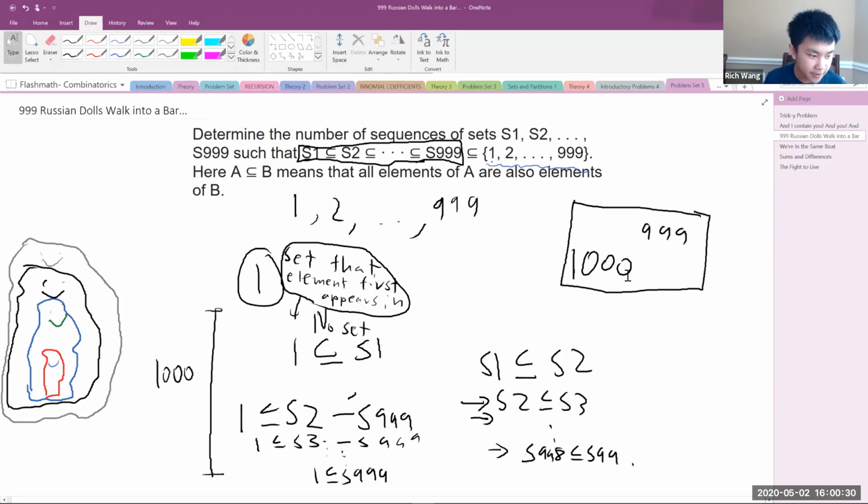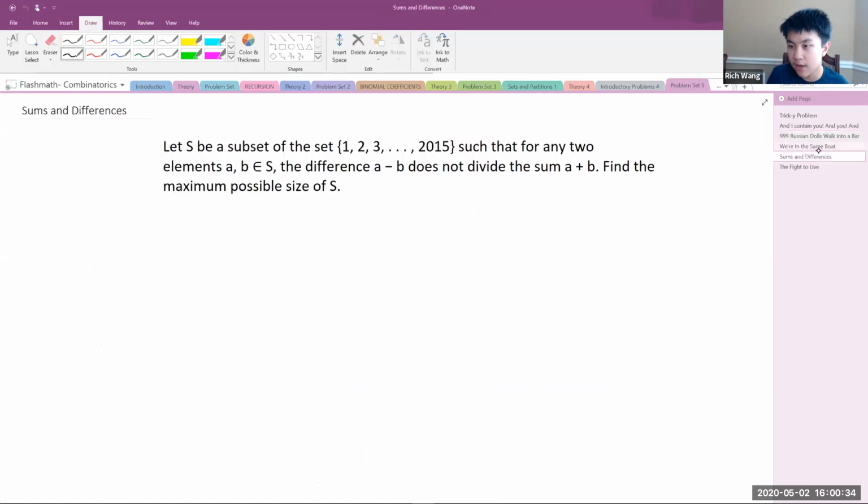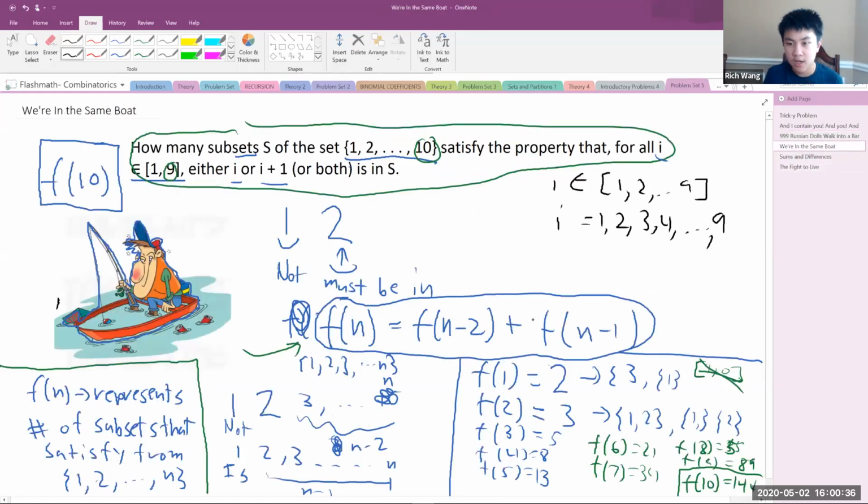Why doesn't f of 2 contain the empty set? Oh, the reason f of 2 doesn't contain the empty set is because here we want the condition for all i that are in the set. So for example, let's say that the element 1 is not inside of the subset, right? Well, in this case, we know that the element 1 plus 1 must be in the set S. So that's why it must be in.